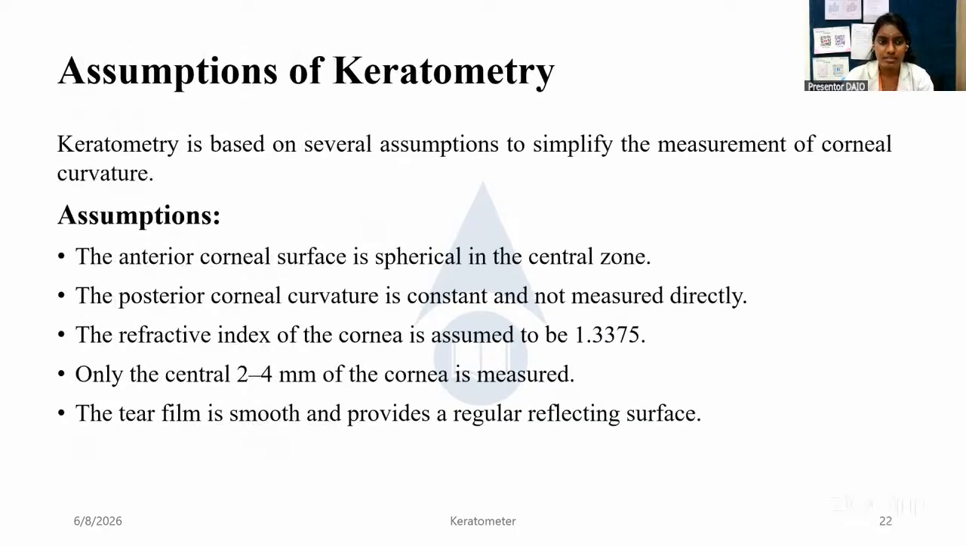Assumptions of keratometer. Keratometry is based on several assumptions to simplify the measurement of corneal curvature. The anterior corneal surface is spherical in the central zone. The posterior corneal curvature is constant and not measured directly. The refractive index of the cornea is assumed to be 1.3375. Only the central 2 to 4 mm of the cornea is measured. The tear film is smooth and provides a regular reflecting surface.